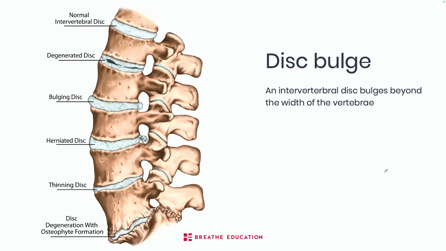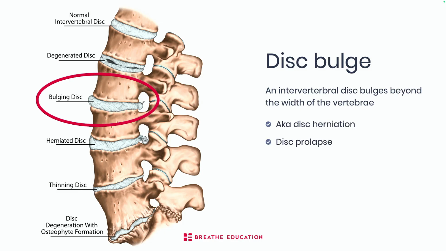And so, for example, disc bulge is one of the things that people will come to you with, and that's an intervertebral disc that bulges beyond the margins of the vertebrae that it joins, right? So there is a bulging disc. It's also called sometimes a disc herniation, a disc prolapse, a slip disc, which is not a real thing, a disc extrusion, a disc protrusion, a disc sequestration.